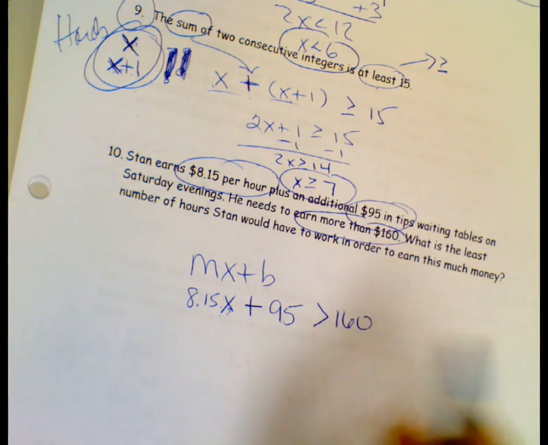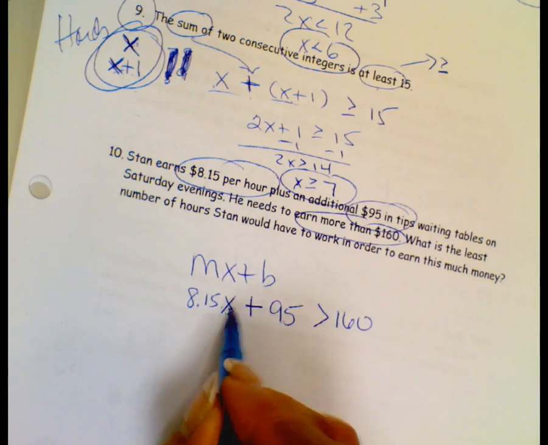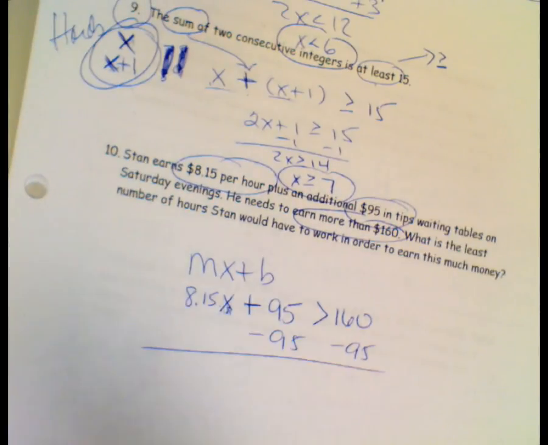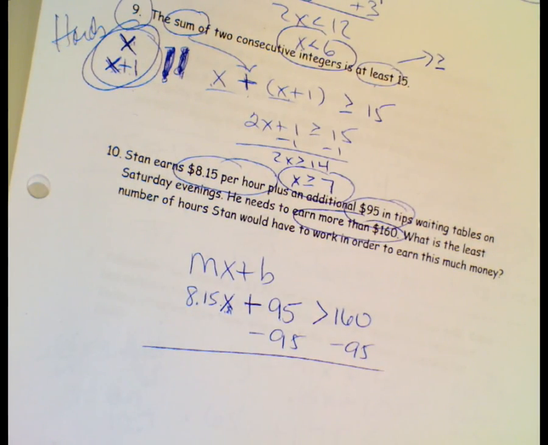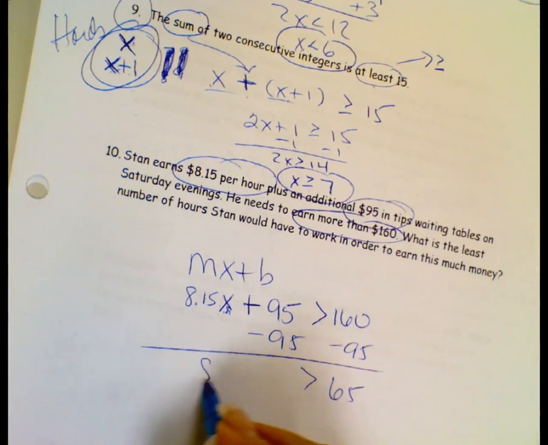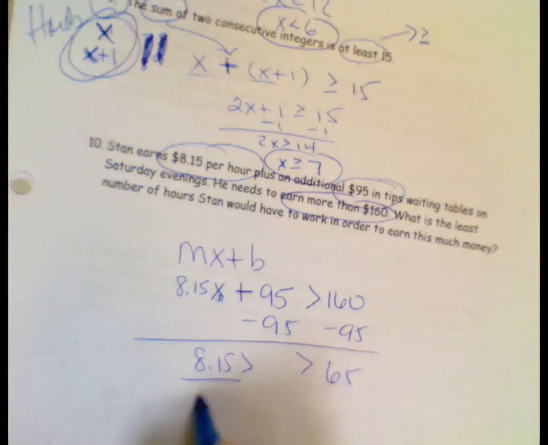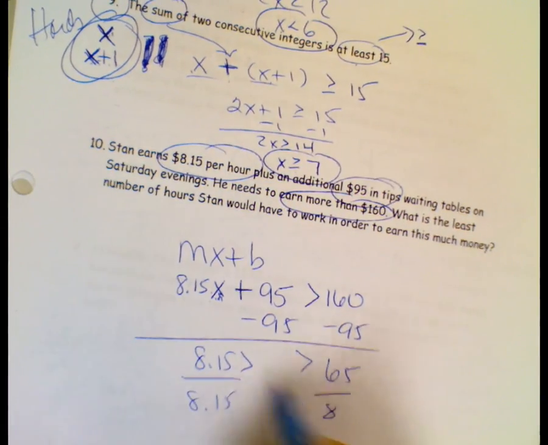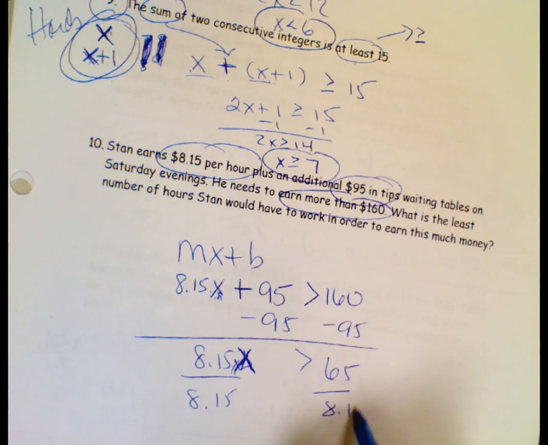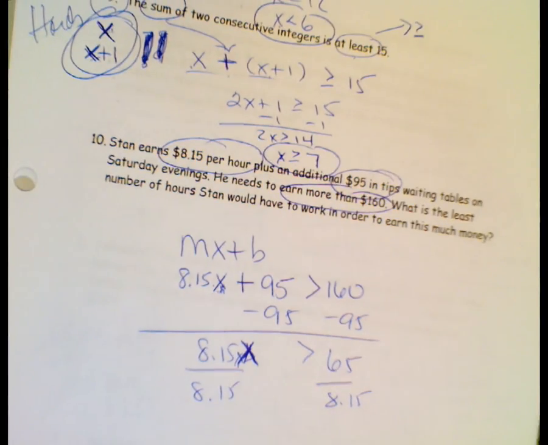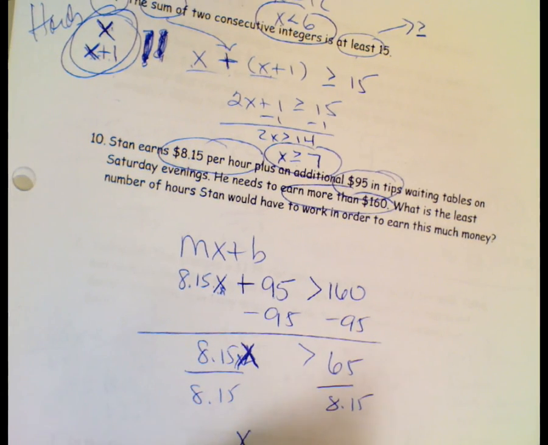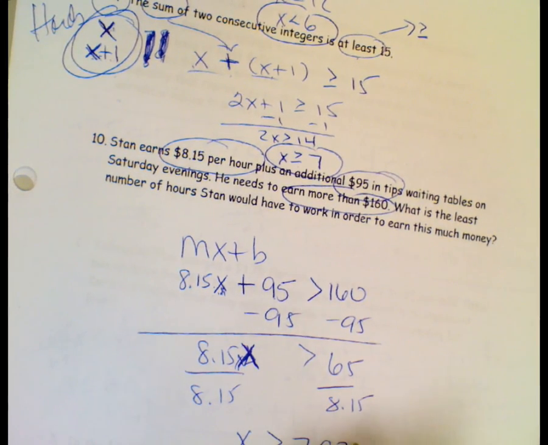He wants $160. So we're solving for x. How many hours does he have to work? Well, if you subtract the $95 in tips, you would get 160 minus 95, or 65. And then you would divide by your hourly rate. That's an x. So we're going to divide by 8.15. So it says that x has to be greater than 7.9754.